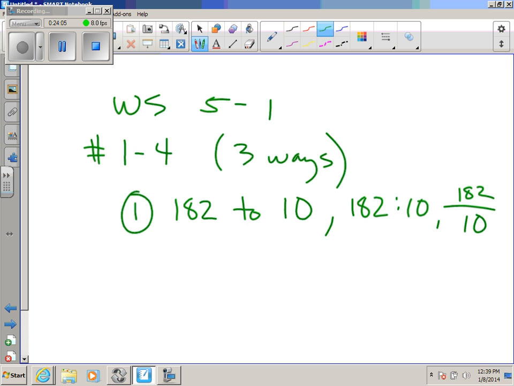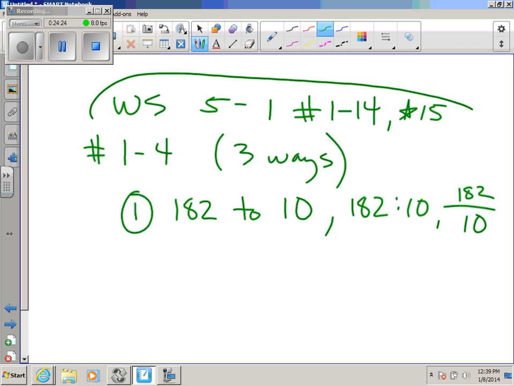7 through 14, write each ratio in simplest form. 15 is extra credit. Okay, so 1 through 14, and 15 is extra credit.